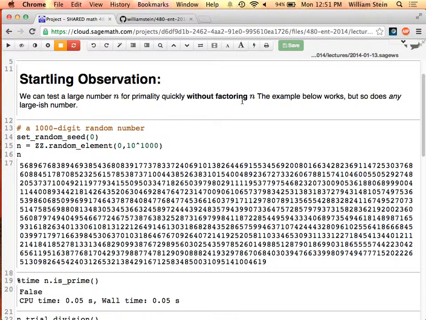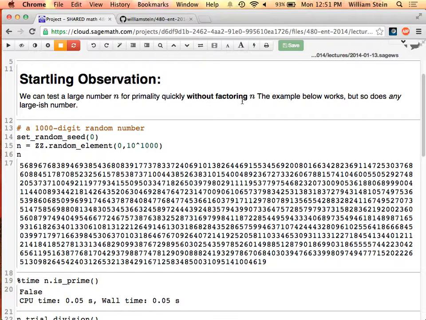Here's the first one. You can take a number with, say, 1,000 digits, any random number whatsoever, and quickly decide whether or not it's a prime number. You don't have to factor the number in order to do this. In fact, you can compute some big number like this. This one I just chose entirely at random. And then I called the isPrime function, and in an almost unnoticeable amount of time, a 20th of a second, it told me that this number is not prime.